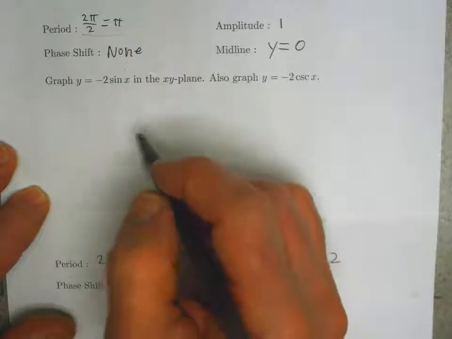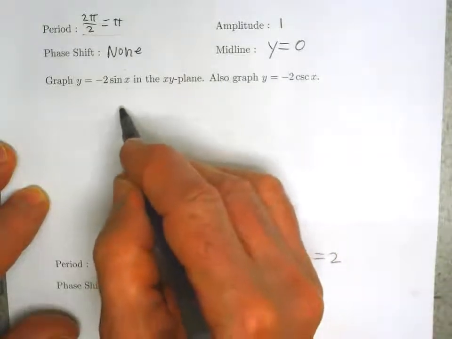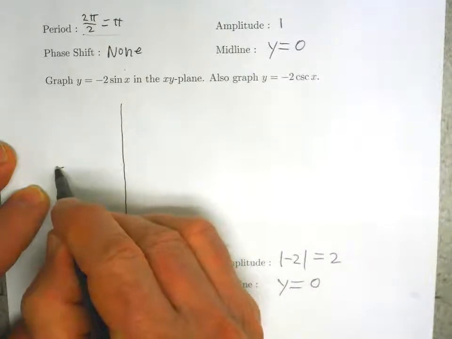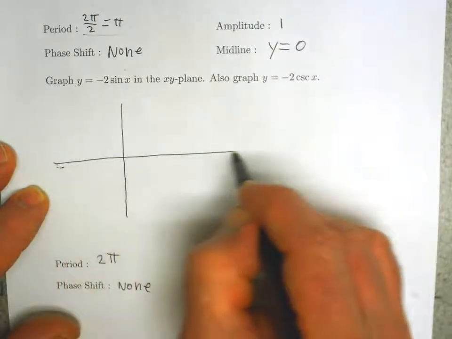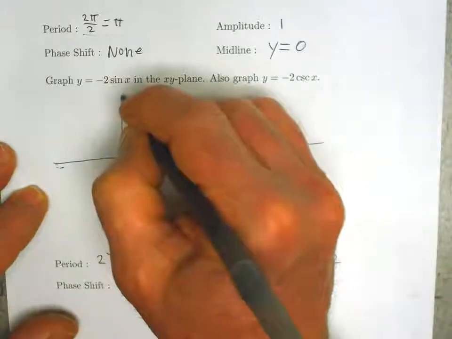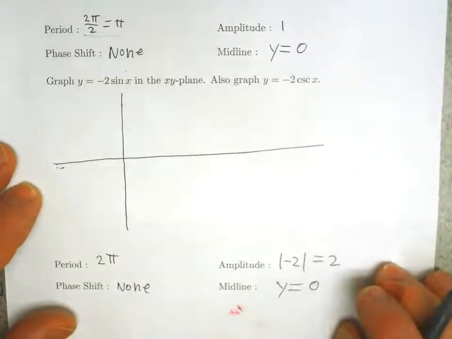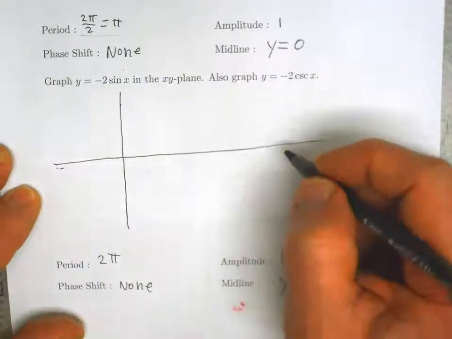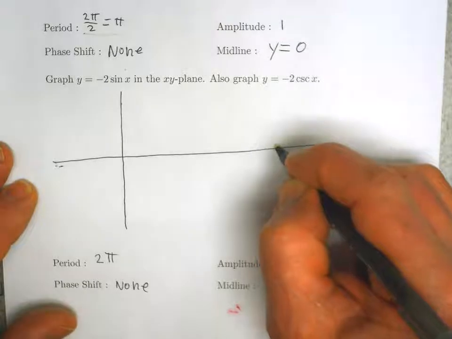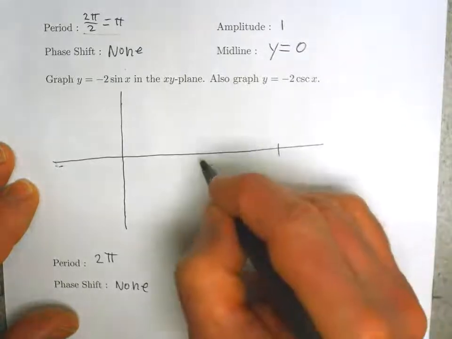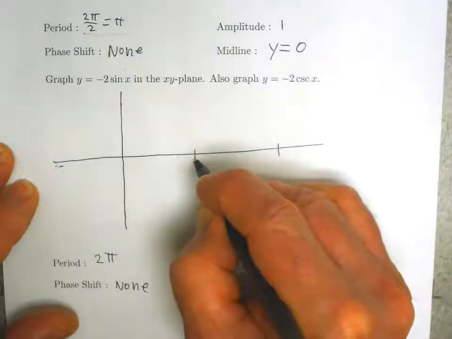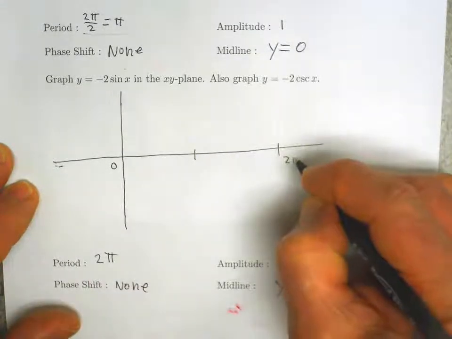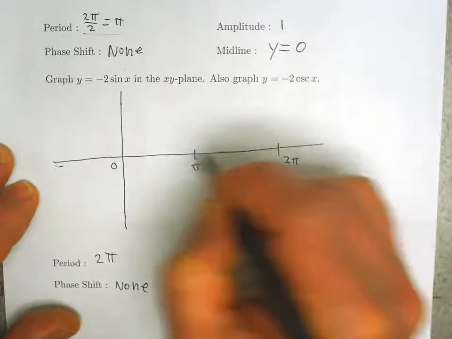Okay, so we'll sketch one period between 0 and 2 pi. Seems like I ought to be able to draw a straight line, but okay, so we'll divide the interval from 0 to 2 pi into 4 parts, like we did before.